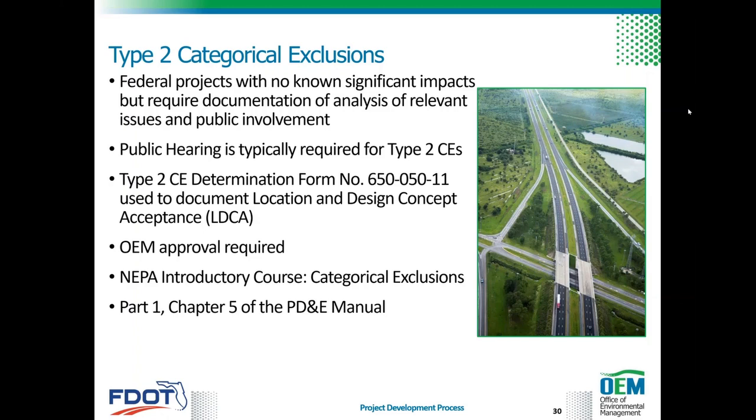The technical reports or documents prepared to support these must be uploaded in the project file in SWEPT and summarized or referenced in the Type 2 CE form. A public hearing is typically required for Type 2 CEs, and OEM approval is also required for these types of projects. The processing and documentation for Type 2 CEs is outlined in the PD&E Manual Part 1, Chapter 5. And additional training is also available as computer-based training introductory courses, which are available for you.